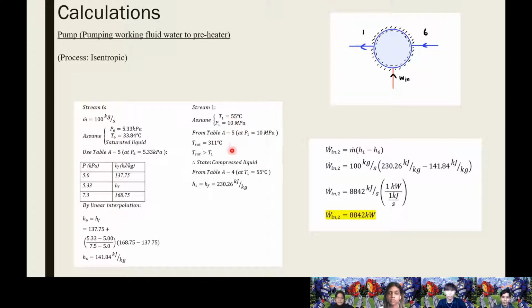And from table A5, we found that the saturation temperature is bigger than T1. We conclude that it is in the state of compressed liquid, and we use table A4 since it is temperature dependent. H1 equals HF equals 230.26 kilojoule per kilogram, and we calculate the work in pump, and we found that the work in is equal to 8842 kilowatt.